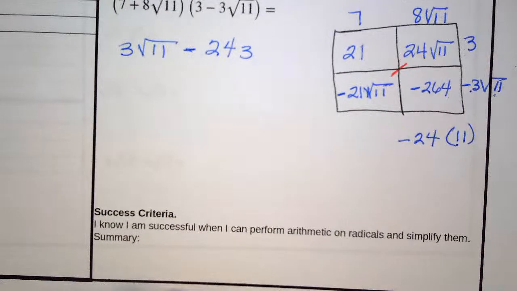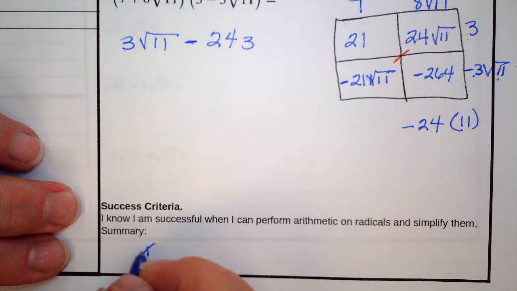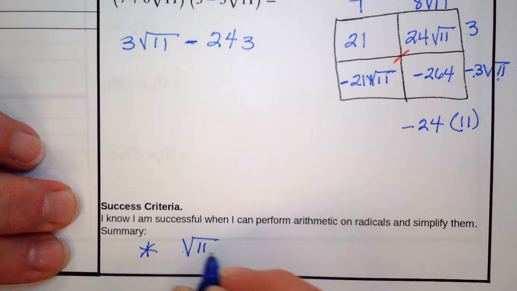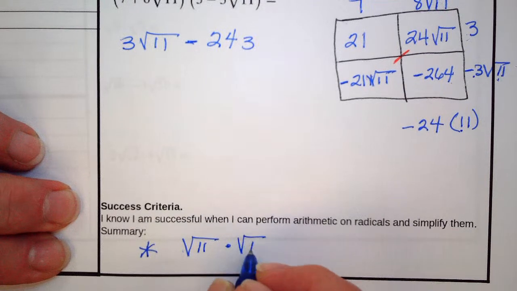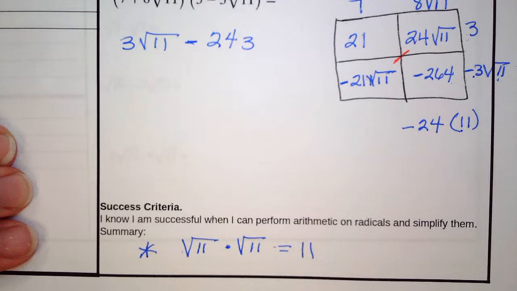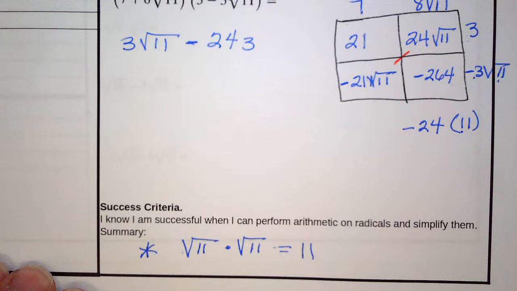You know you're successful when you can perform arithmetic on radicals and simplify them. So, if I've got the square root of 11 times the square root of 11, that is simply 11. Hopefully this helped you out with simplifying when you've got the radical, when you have that radical in your denominator.